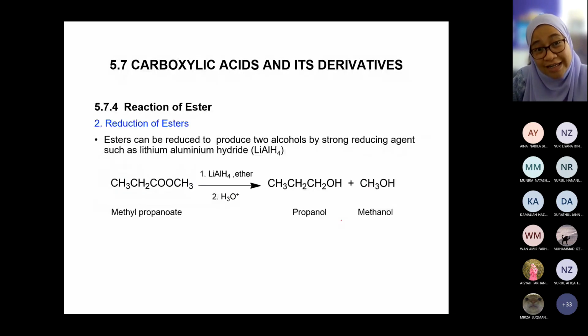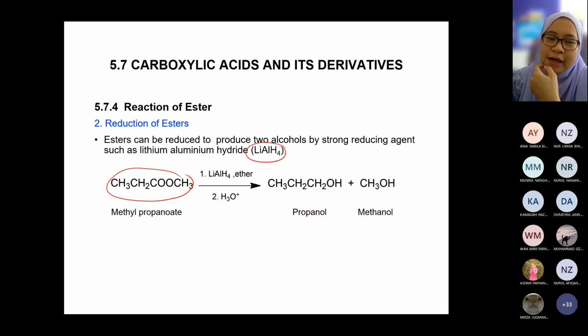Last but not least, guys. Okay, reduction of ester. Ester can also be reduced. Ester can be reduced to produce 2 alcohols by a strong reducing agent. Maksudnya kalau reduction, normally we would pakai this lithium aluminium hydride. So these are the conditions: lithium aluminium hydride, ether, H3O+.